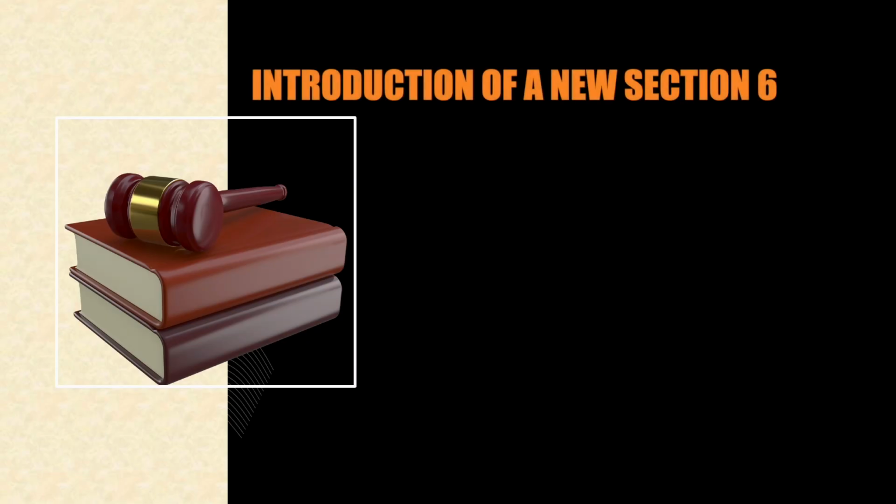In section 2 of the Anand Marriage Act 1909, the phrase "the Sikh marriage ceremony called Anand" shall be followed by the insertion of the words "commonly known as Anand Karaj". Now let's have a discussion on the introduction of a new section 6 in the 1909 Act.